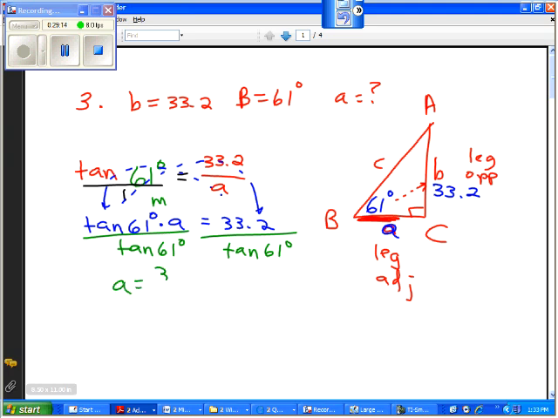And so we have A is equal to 33.2 divided by tangent 61 degrees, which you would punch in just like you did the other one, and you would get 18.4, rounded to the nearest tenth. Any questions on number 3? Yes, sir.